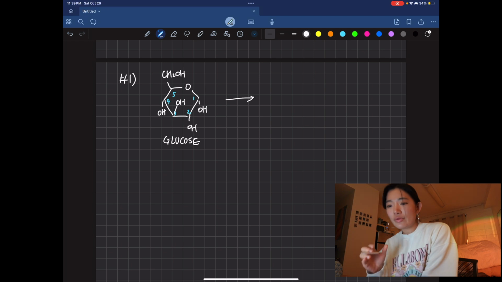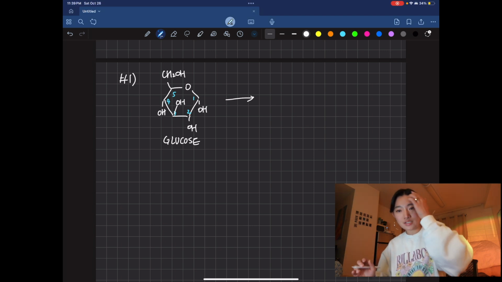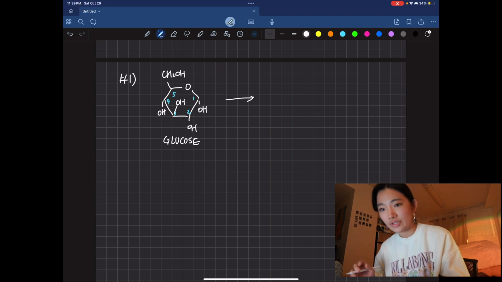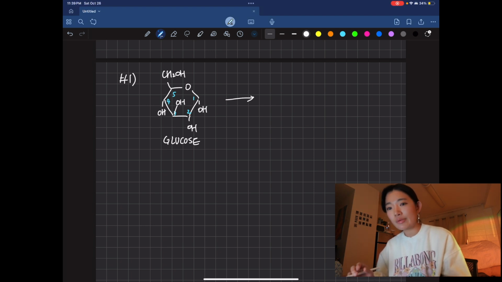So the only points where we can do some actual regulation in controlling how much is being made are the points where it's irreversible. So that's why that's important to remember, but that's not really the point of this video. The point of this video is to walk you through the glycolysis pathway itself. So just remember that it's going to be irreversible and some sort of kinase is going to do it, right?